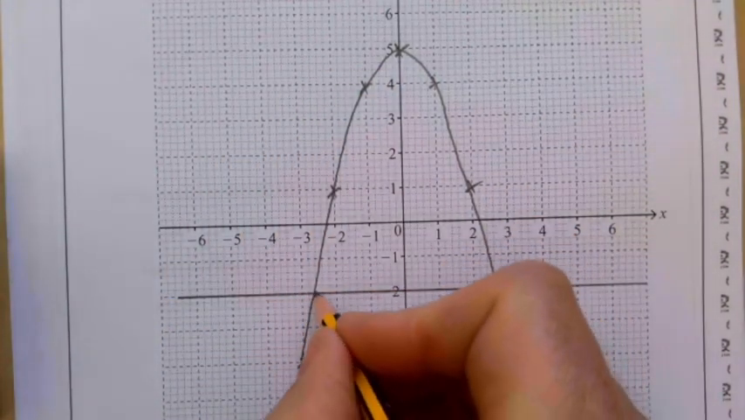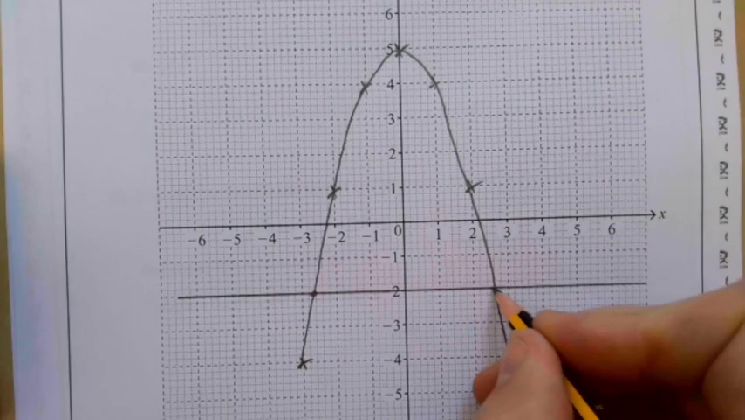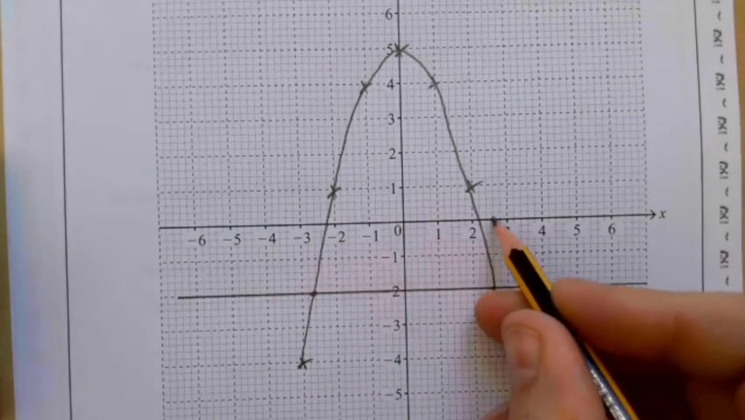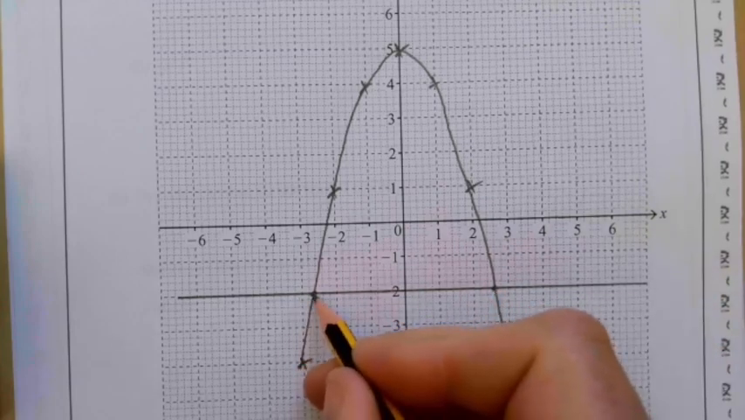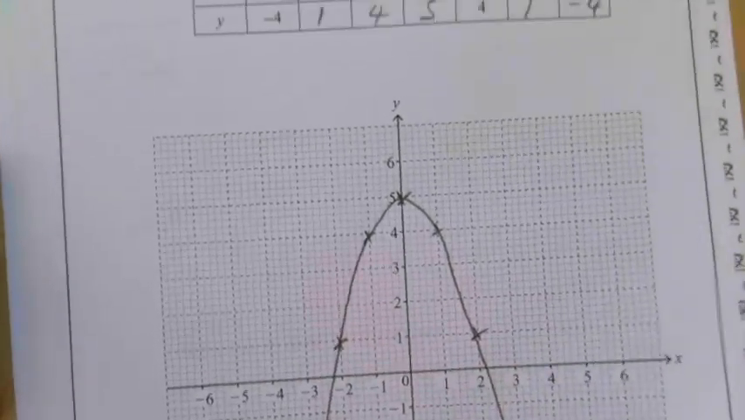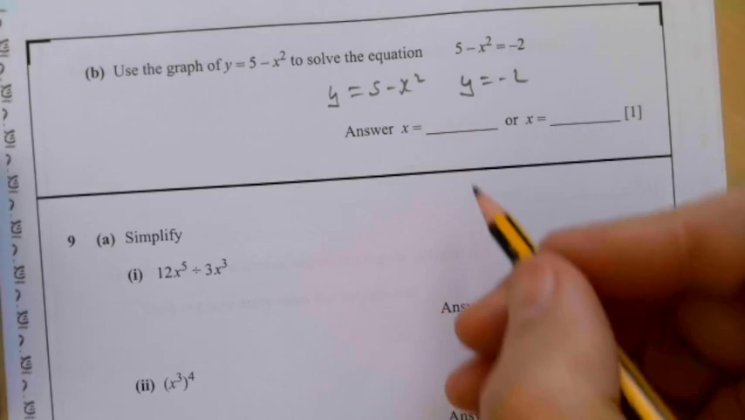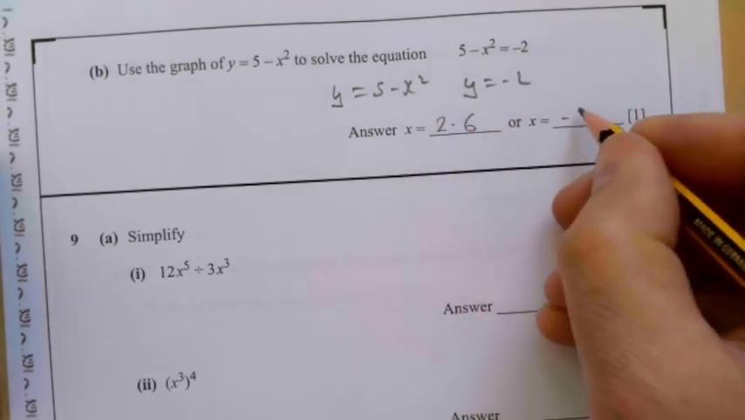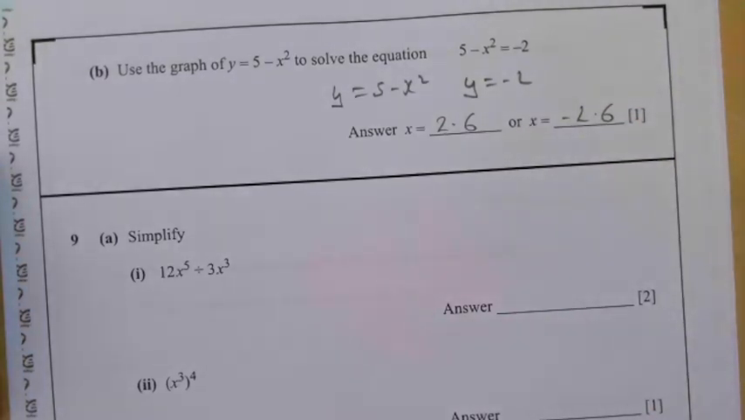So I have that, and so I'm looking for this point here and this point here. Again, it should be symmetrical, so that's across 2, so it's 2.6 and minus 2.6 are my two answers for that. And those are the two answers that I need.